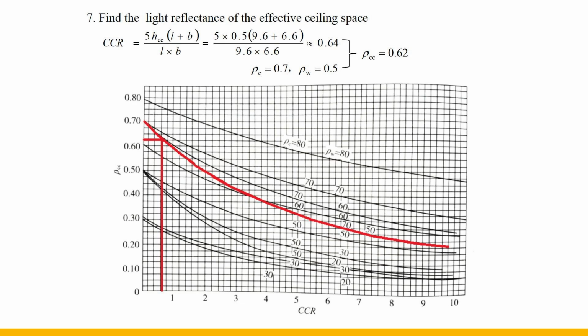The seventh step is to find the light reflectance of the effective ceiling space. First, the ceiling space ratio CCR is approximately equal to 0.64. Then, according to the ceiling light reflection ratio of 0.7, the wall light reflection ratio of 0.5, and the CCR value of 0.64, the average light reflection ratio of the effective ceiling space is 0.62.